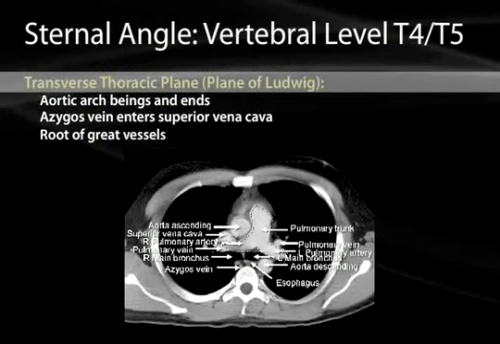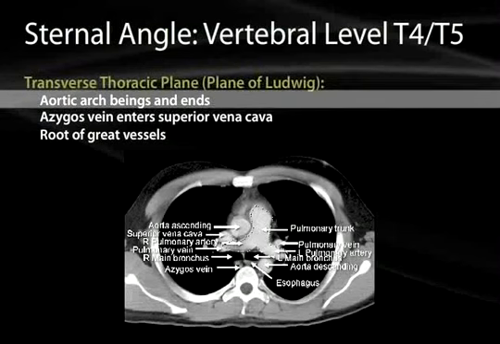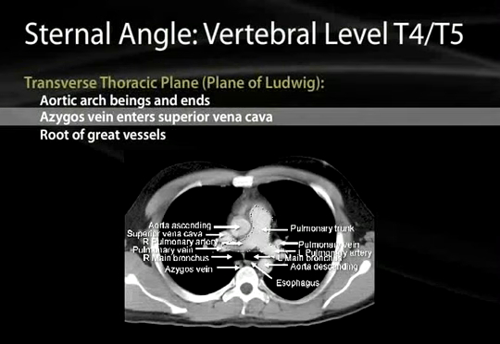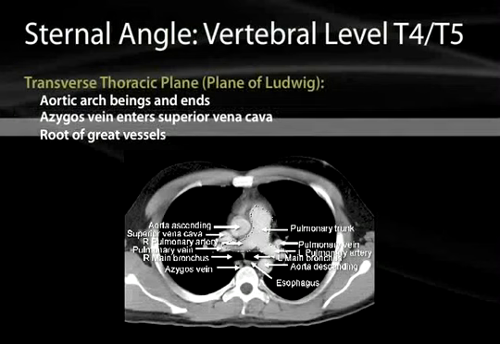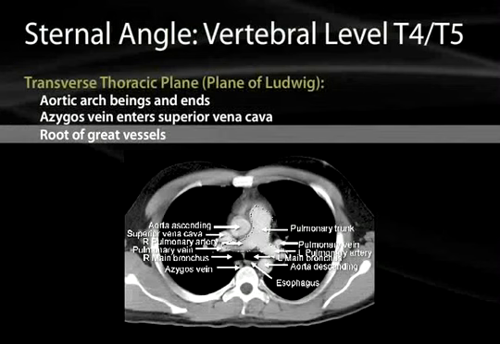Now, if we look at the sternal angle, that vertebral level of T4, T5 we mentioned is going to be an important plane because it's the plane of Ludwig. That's where the aortic arch begins and ends. The azygos vein will enter into the superior vena cava, oftentimes around that level, and it will basically be the root of all the great vessels.